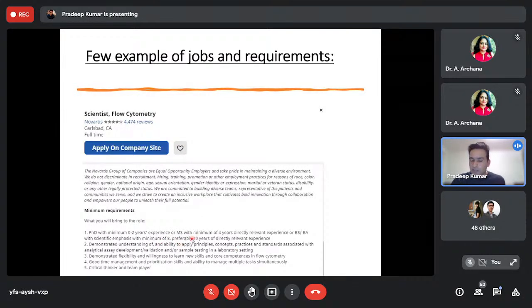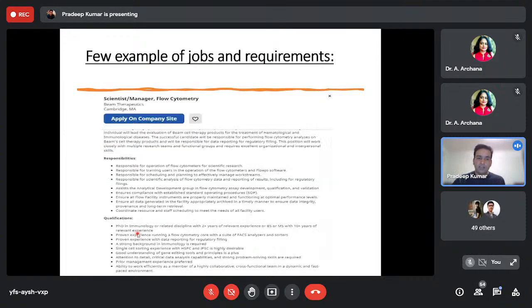If you're applying after a master's, it takes less time. If you're applying after a PhD, it takes even less time. So it's up to you at what stage you want to make your career out of it. And then there was another position, scientist or manager flow cytometry in a pharmaceutical company. And you can see a PhD in an immunology-related field with 2+ years of experience, or a BS or MS with 10+ years of experience.